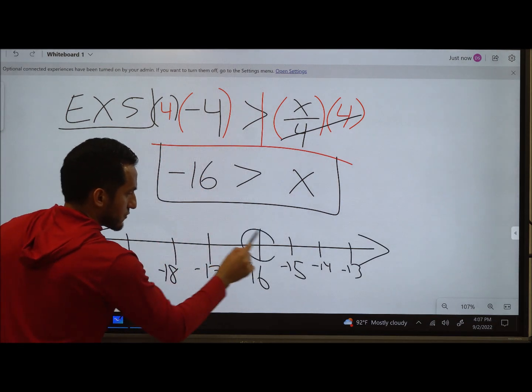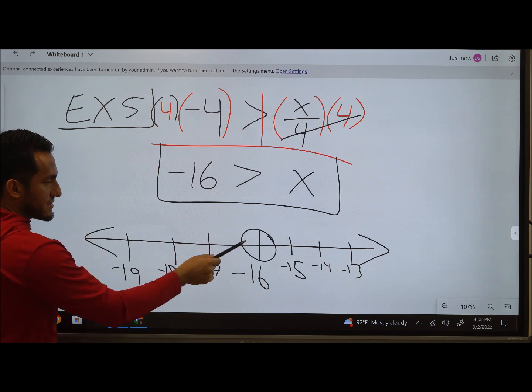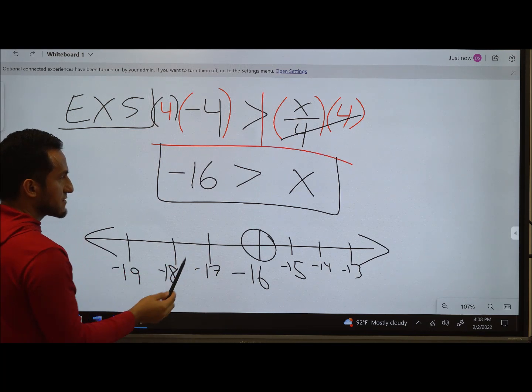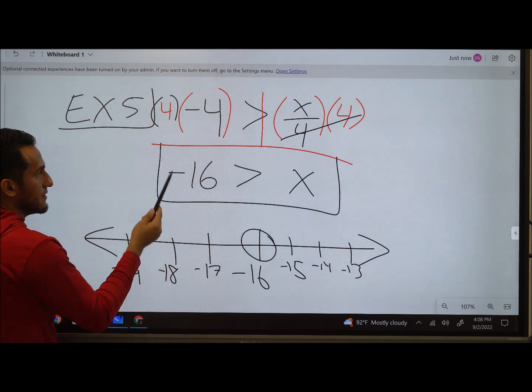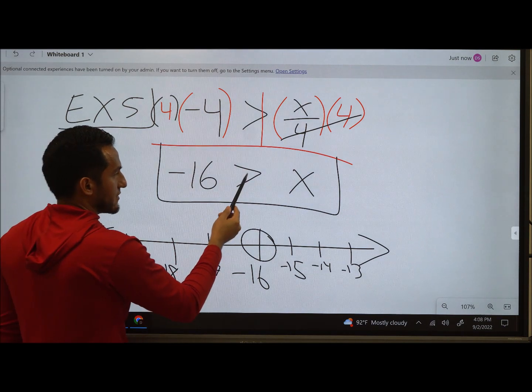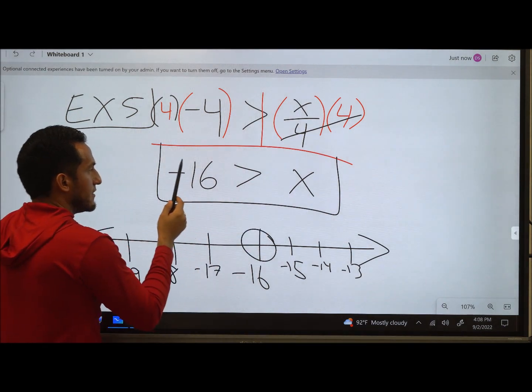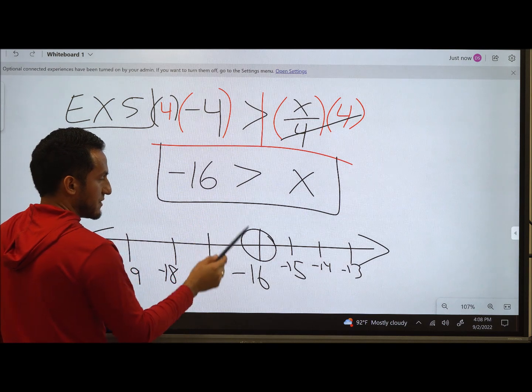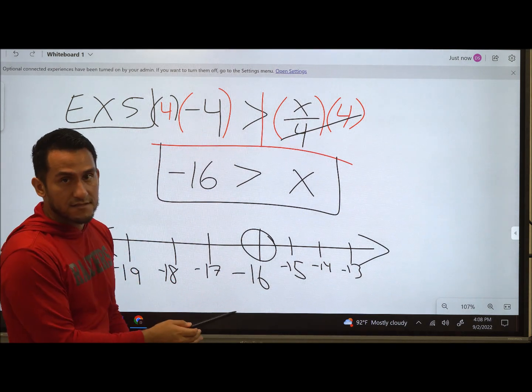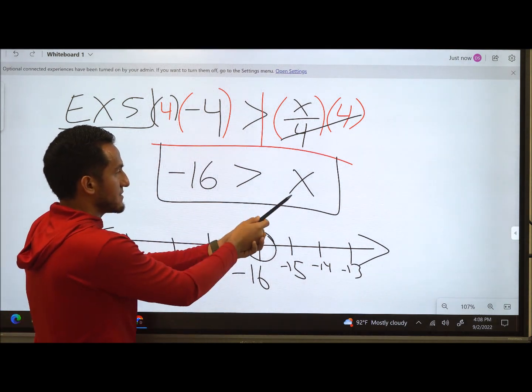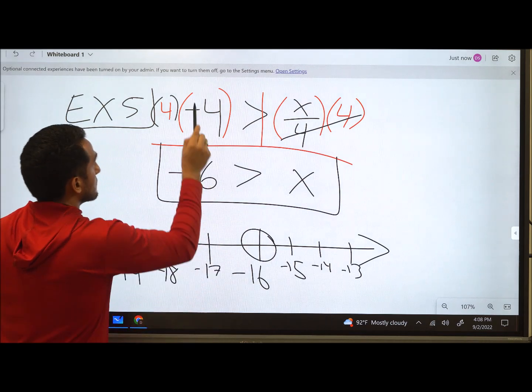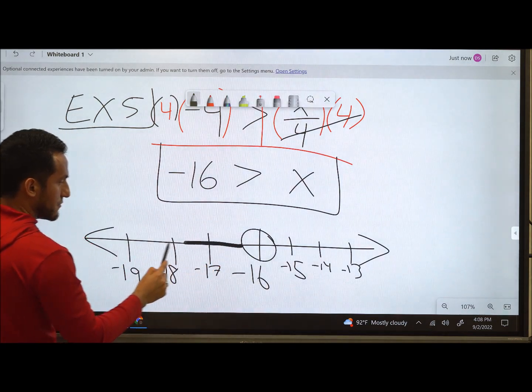And you go ahead and circle the negative 16. It's going to remain open because it doesn't have the equal sign. And then let's see, negative 16 is greater than x, okay? Negative 16 is greater, so that means that the negative 16 is the biggest, okay? x has to be less than that. So since x is less than that, we're going to go in this direction.